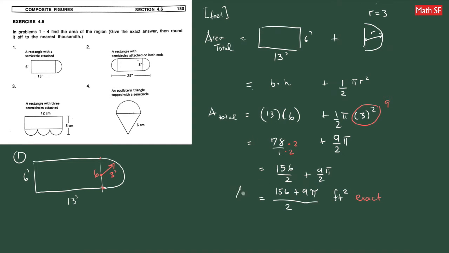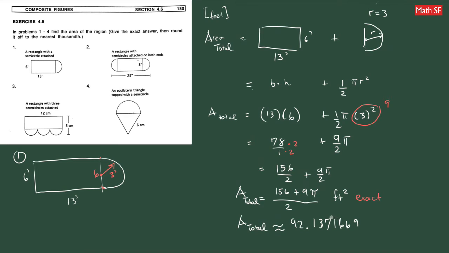Now if I want to find my approximate solution, I have to crunch everything on the calculator. So the total area approximated. This curly symbol means approximated. So I'm gonna have 156 plus 9 pi in my calculator divided by 2, and it should give me 92.137, what else, 1669. But how many digits do I need? Well, the instruction says give the exact answer and then round it off to the nearest thousandth.